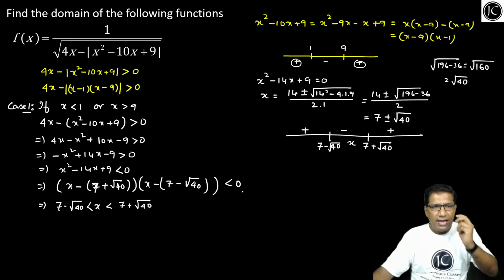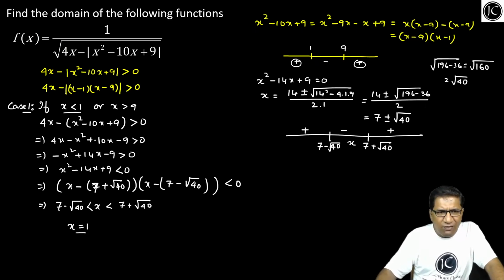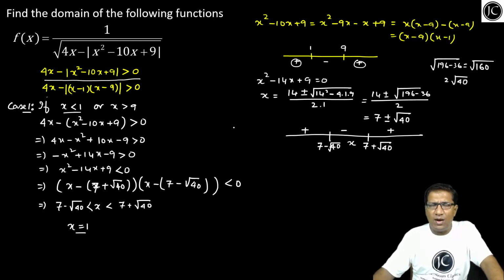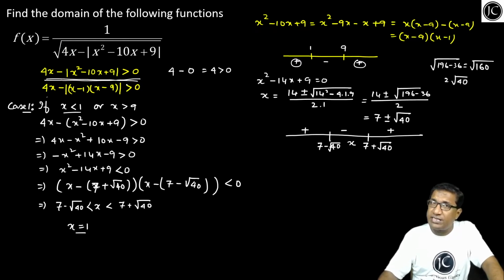Is it clear? Okay children, let us do one thing. Here the case we took was that x is less than 1, right? Now suppose if x is equal to 1, will it satisfy this inequation? Let us check that. If I put x equals to 1, we are going to have this is 4 and this one will be 0 because 1 minus 10 plus 9 will give us 0. That means here we get 4 which is greater than 0. That means x equals to 1 is satisfying this inequation, correct?